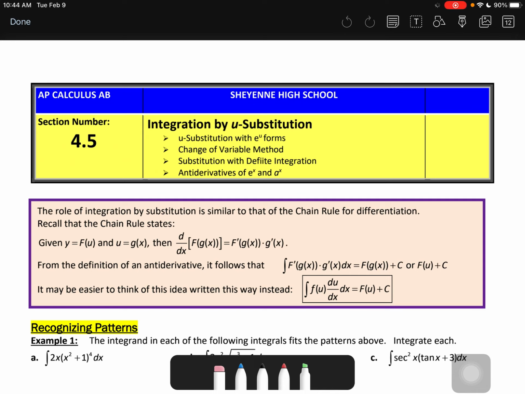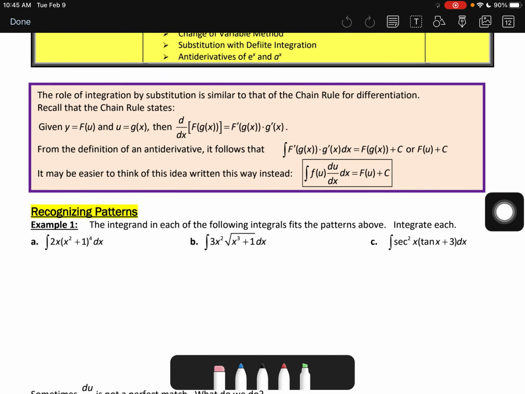substitution. Okay, so we're going to take a look at U substitutions with e to the u, the change of variable method, I think that'll be in the next video, substitution with some definite integration, and then antiderivatives of e to the x and then a to the x.